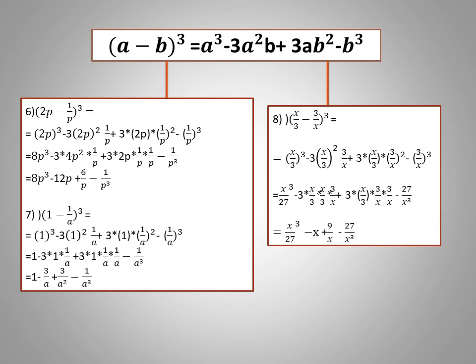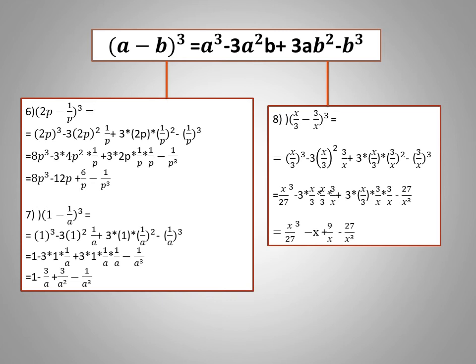Sum number 7. 1 minus 1 upon a bracket raised to 3. 1 raised to 3 minus 3 into 1 square into 1 upon a, the second term, plus 3 into 1 into 1 upon a bracket square minus 1 upon a bracket cube. 1 cube is 1 minus 3 into 1 square is 1 into 1 upon a plus 3 into 1 into 1 upon a into 1 upon a minus 1 upon a cube. 1 as it is, 3 ones are 3, 3 upon a, plus 3 ones are 3, 3 upon a square, and minus 1 upon a cube. Correct.